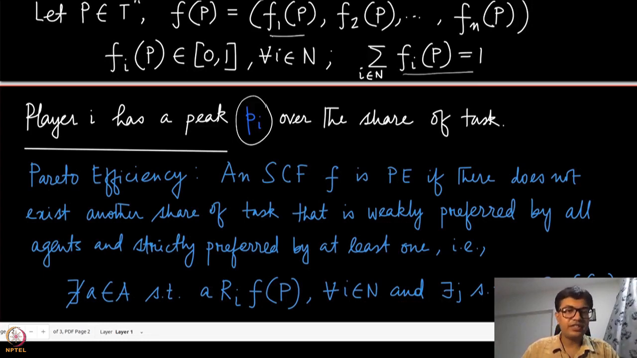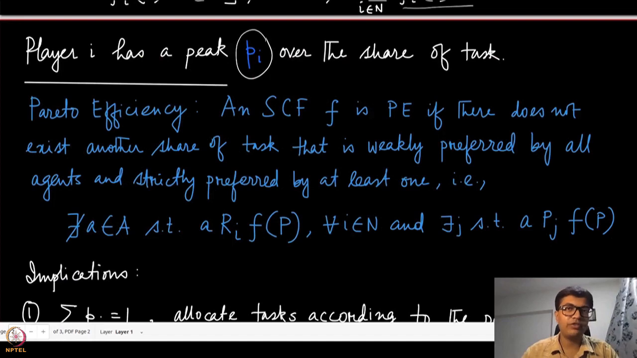Now, since we have indifferences here, we defined the notion of Pareto efficiency even in the previous modules, in the previous settings, but here we'll have to define it a little more carefully. It's slightly different. So the social choice function F is Pareto efficient if there does not exist any other share of the task that is weakly preferred by all of the agents and strictly preferred by at least one. So remember, in the previous setting, the single peak setting, it was that if a specific alternative is dominated by some other alternative by all the players, then that dominated alternative is never going to be picked as the social choice outcome. That was the definition of Pareto efficiency.